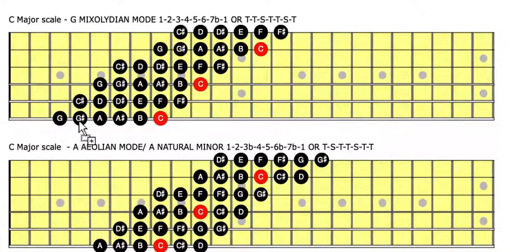So we remove the notes that we don't like here, and this one is called the G Mixolydian. This is the 5th note of the C major scale. We start a scale, a mode, from there. It's called the G Mixolydian. Anytime you start a mode from the 5th of a major scale, it's a Mixolydian mode. It's named after that note, that 5th note, note number 5.